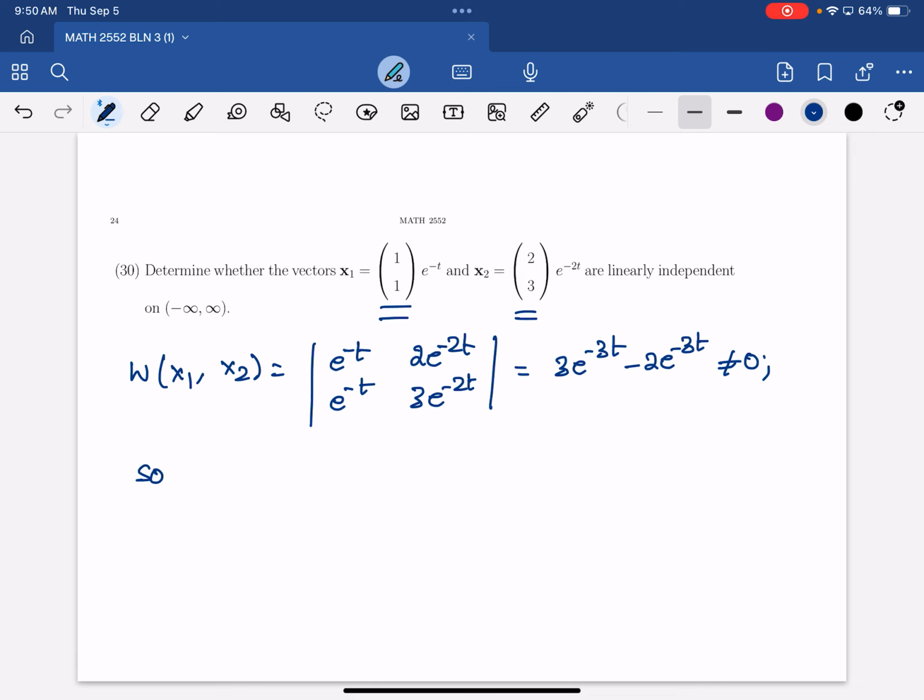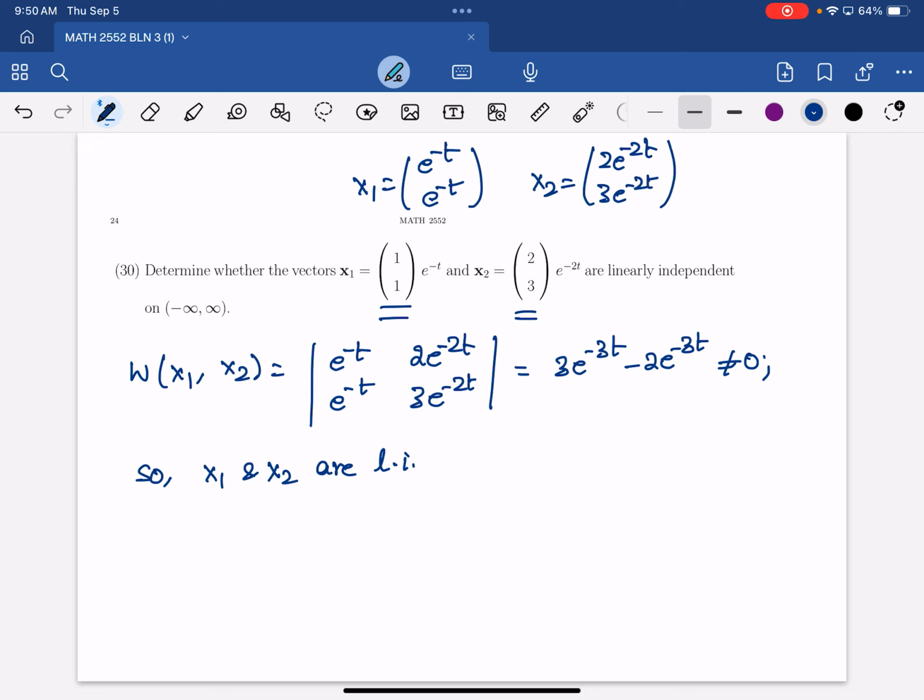So x1 and x2 are linearly independent. Clear? Can you just remind me what the Wronskian is? The Wronskian is nothing but the determinant of x1 and x2. You see x1 is e^(-t) and e^(-t), and x2 is going to be 2e^(-2t) and 3e^(-2t). So you're taking the determinant of both the vectors. If the determinant of the vectors is non-zero, hence the vectors are linearly independent.